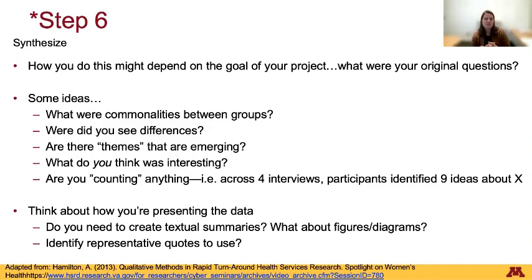The matrix also makes it very easy to count things. There are obviously differences in opinion about quantifying qualitative data, but sometimes when you're doing focus groups, for example, it's really helpful to say the majority of people agreed with this, or the majority of people disagreed with this concept. And then you're also going to want to think about how you're going to present the data. Do you need to create textual summaries, figures, or diagrams?